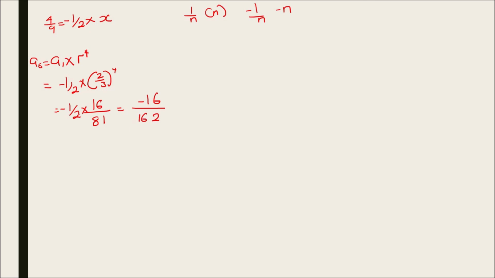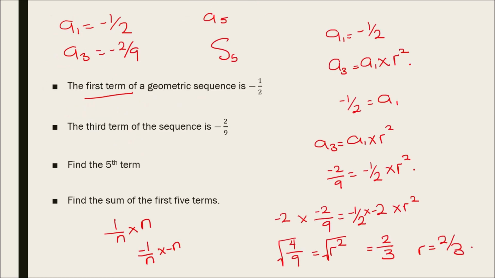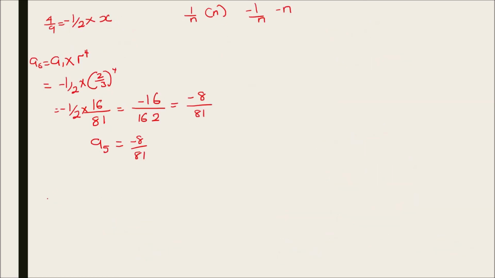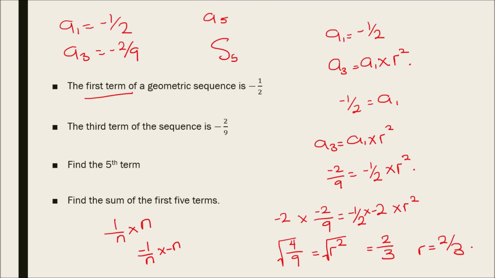Oh, I just forgot. 2 can actually go here. So we have, okay, still the same thing. Let's continue. So 2 can still go. So we have minus 8 over 81. Our answer is minus. So can 8 go in 81? No, it can't. Okay, so we have minus 8 over 81 as our fifth term, sorry. It's hard to remember all these numbers. Now, the sum of the first 5 terms.